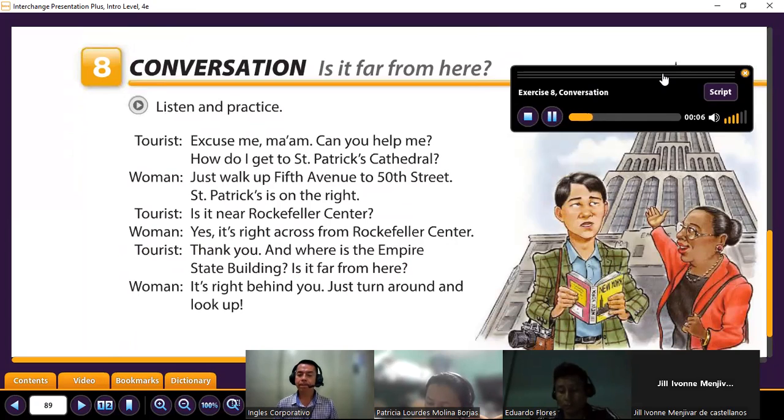Is it far from here? Listen and practice. Excuse me, ma'am. Can you help me? How do I get to St. Patrick's Cathedral? Just walk up 5th Avenue to 50th Street. St. Patrick's is on the right. Is it near Rockefeller Center? Yes, it's right across from Rockefeller Center. Thank you. And where is the Empire State Building? Is it far from here? It's right behind you. Just turn around and look up.